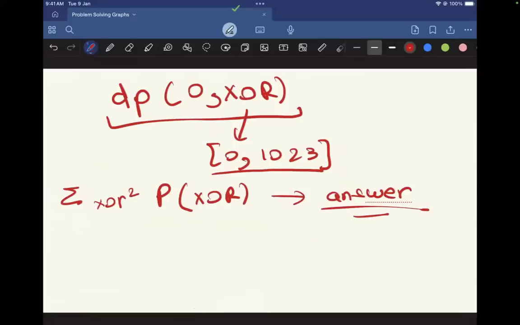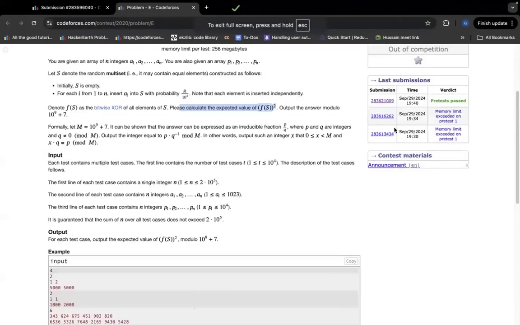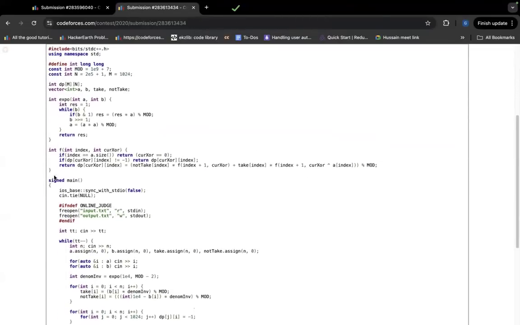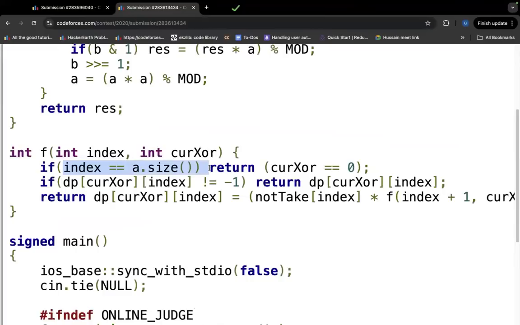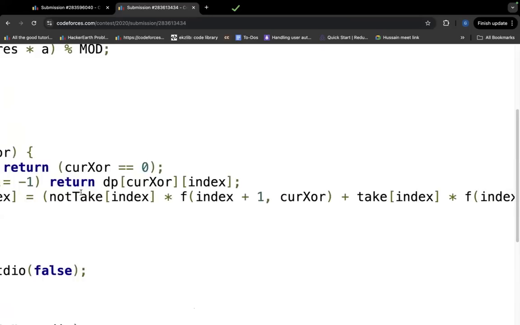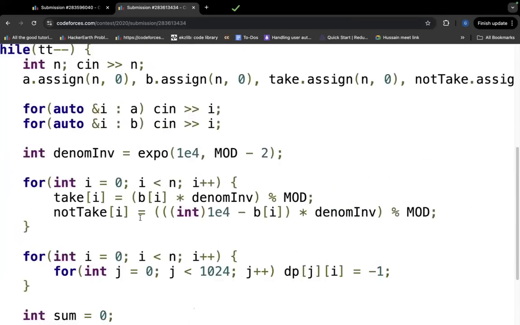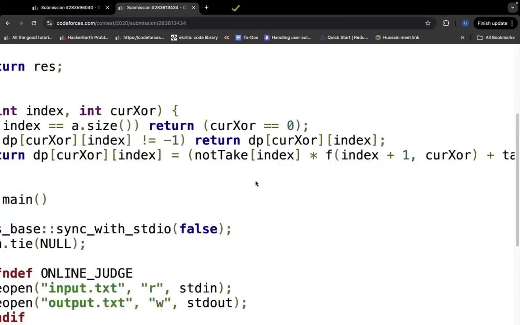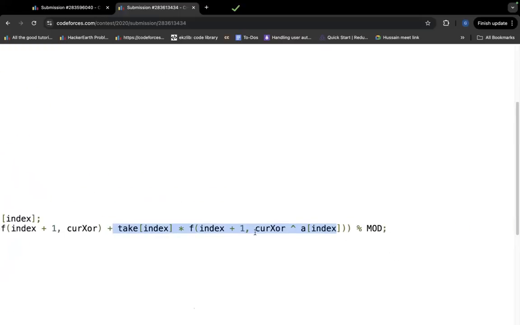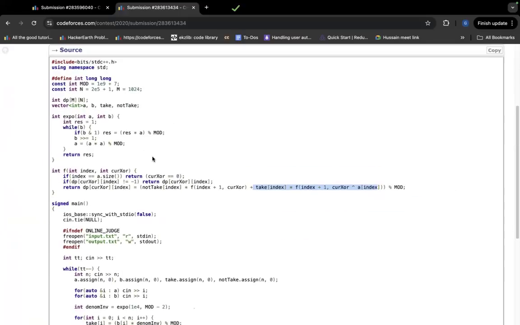So, we are just able to calculate this. Now, let me show you. I tried that during the contest as well, and I got a memory limit exceeded. If you look at my dp function, if index is equal to a.size, return current XOR is equal to 0. If dp[current XOR][index] is not equal to -1, return it. Otherwise, dp[current XOR][index] is equal to not take probability. I've calculated not take probability here, all right? So not take probability plus take probability, into this modulo mod. Okay. So this solution right here gave an MLE.